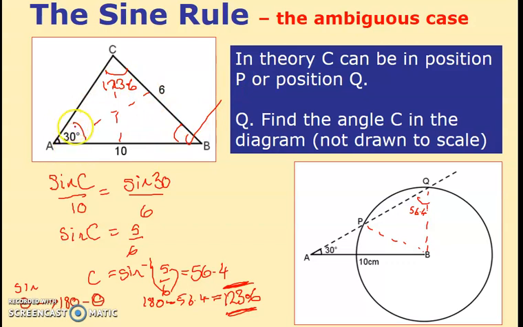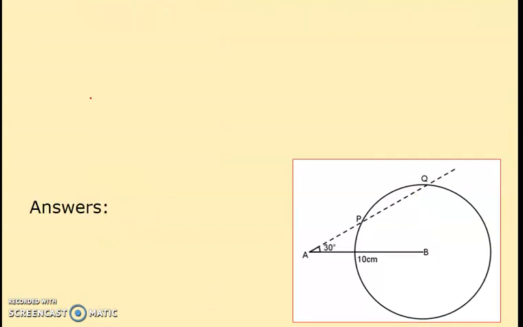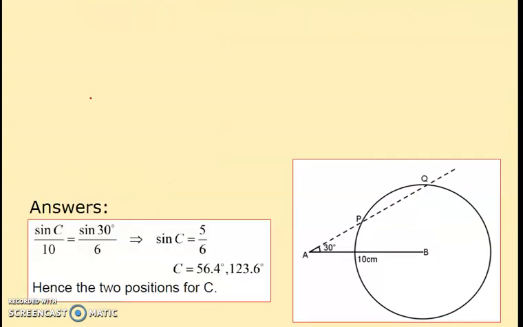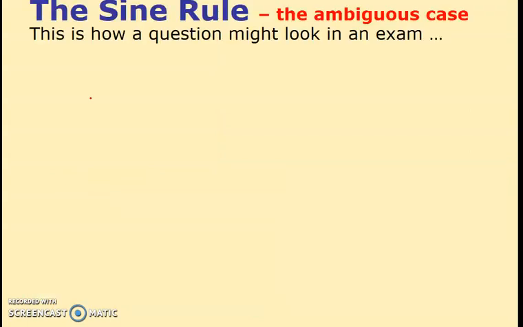Sometimes when you do this, you get an angle here which is, say, 123.6 like this one. But if this was, say, 95 degrees, already there'd be too many degrees in the triangle. So sometimes it doesn't work, and therefore it's not a problem. But there are occasions when it does cause problems. So there are the two angles that I was referring to.